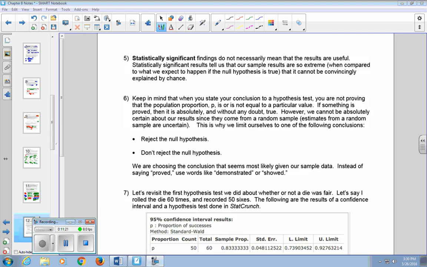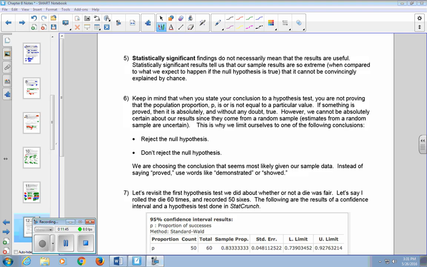And number 6, keep in mind that when you state your conclusion to a hypothesis test, you are not proving that the population proportion P is or is not equal to a particular value. If something is proved, then it is absolutely and without any doubt true. However, we cannot be absolutely certain about our results since they come from a random sample, and estimates from a random sample are uncertain. This is why we limit ourselves to one of the following conclusions.